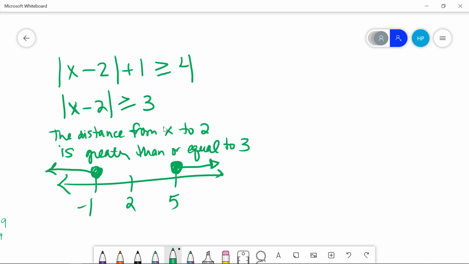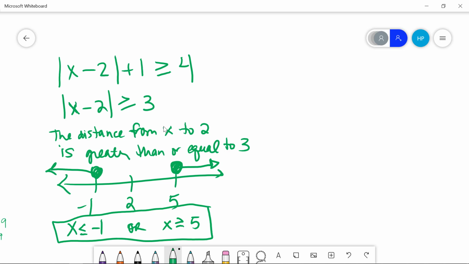And if I write that, I have to write this as two separate pieces because there are two separate parts of the graph. So the way I'm going to write it is x is less than or equal to negative 1, or x is greater than or equal to 5. And I need both of those pieces in my answer. And you'll see on DeltaMath it has a little or symbol for you.